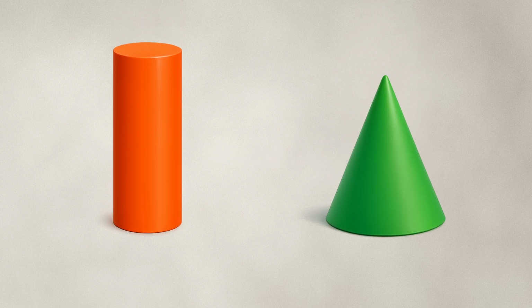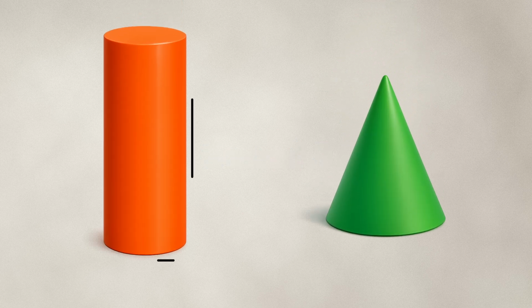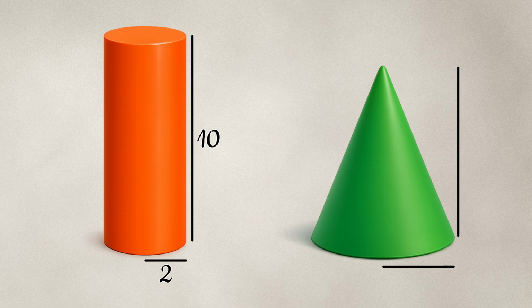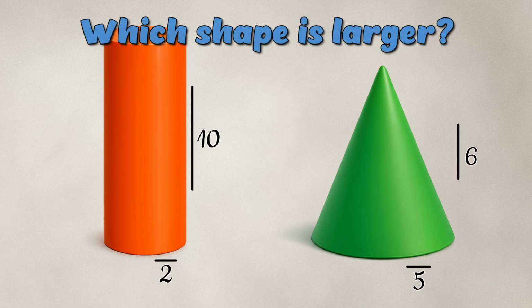Round 2. This one's about shape versus size. We've got a tall, skinny cylinder with a radius of 2 and a height of 10. Think of a drinking glass stretched way up. And then we have a wide, flat cone with a radius of 5 and a height of 6. More like an ice cream cone that's been squashed down and turned upside down. So, the cylinder is taller, the cone is wider. Which one holds more volume?